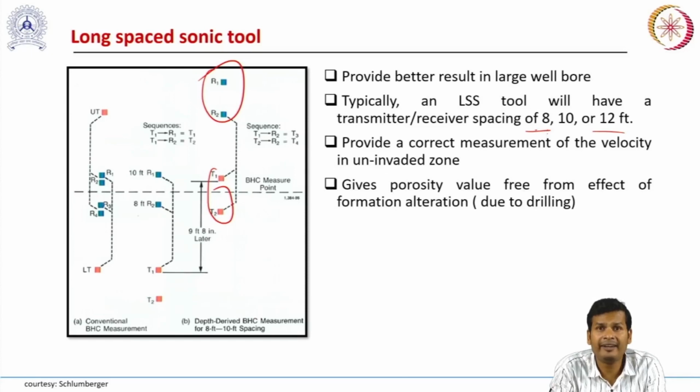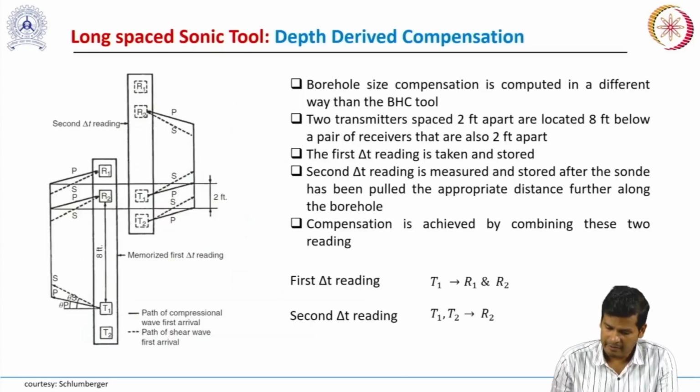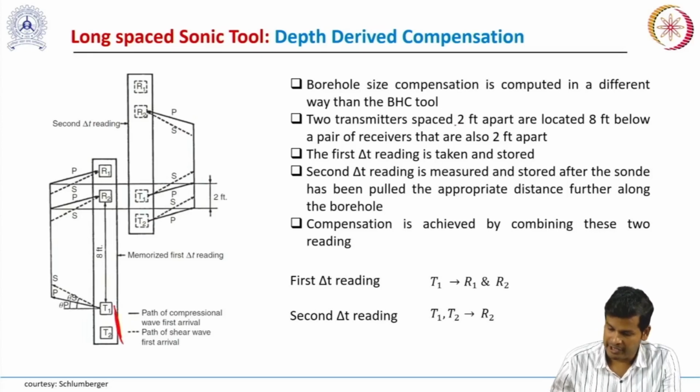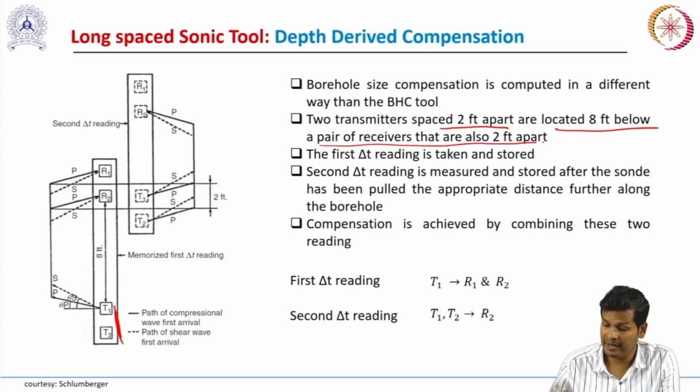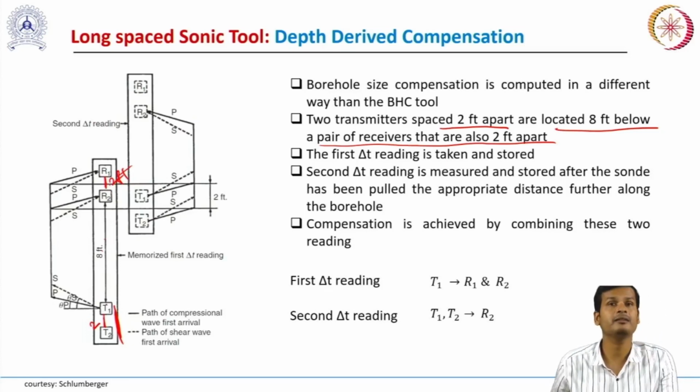So here we have a depth derived compensation. Basically, we have two transmitters which are 2 feet apart and located 8 feet below a pair of receivers that are also 2 feet apart. That means this distance is 2 feet, this distance is 8 feet, and this distance is also 2 feet. This way the total tool spacing is 2 plus 8 plus 2, that is 12 feet.